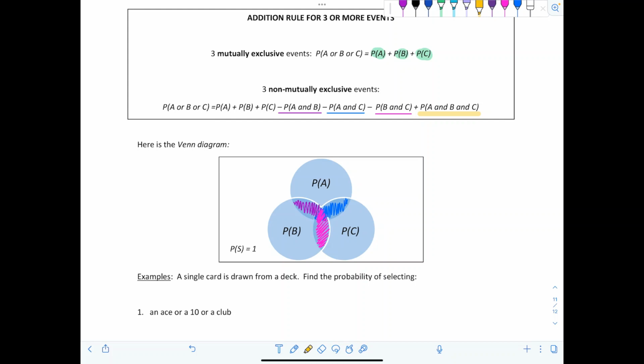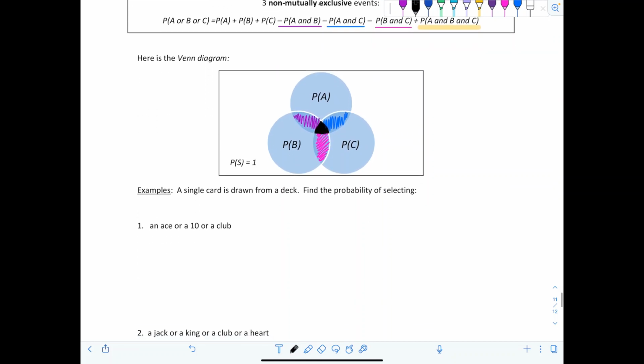Let me color it in black because I don't think you can see it with the highlighter. We're adding back where all 3 overlap because it got subtracted too many times is the idea. Okay, so that's the formula. You will not be required to do probability for 3 events on the exam or anything like that, but I just wanted to work through one example with you so you could see how it unfurls, okay?